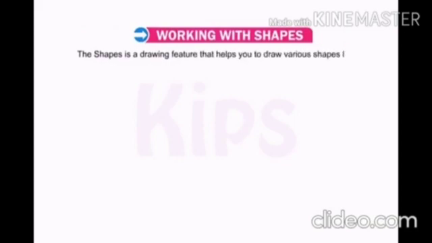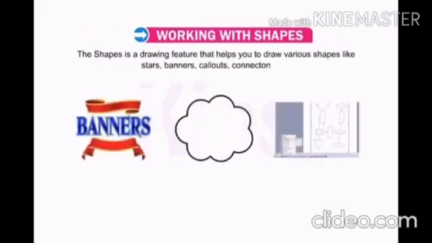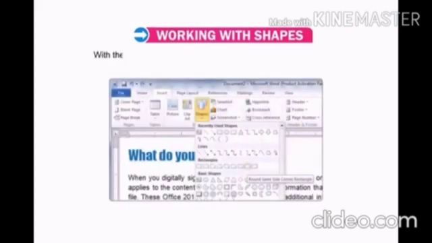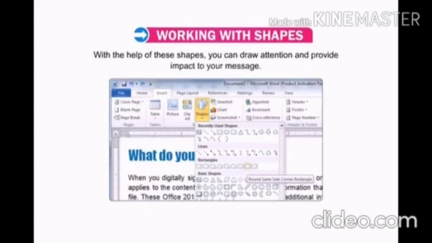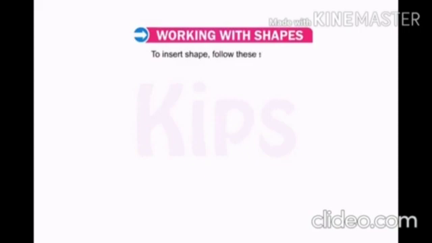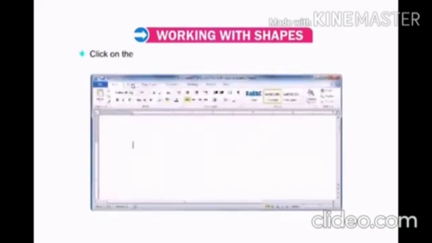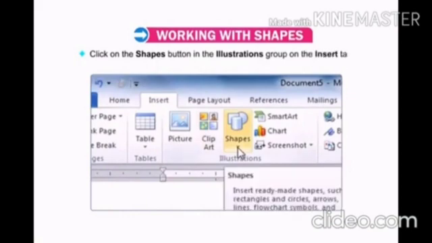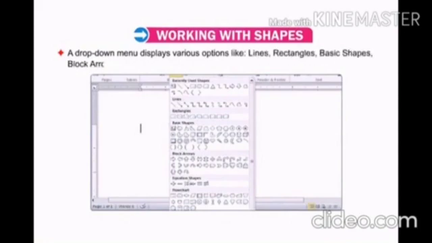Let me now tell you about working with shapes. The Shapes is a drawing feature that helps you to draw various shapes like stars, banners, callouts, connectors, etc. With the help of these shapes, you can draw attention and provide impact to your message. To insert shape, follow these steps. Click on the Shapes button in the Illustrations group on the Insert tab. A drop-down menu displays various options like lines, rectangles, basic shapes, block arrows, flow chart, callouts, stars and banners, etc. as shown in the figure.